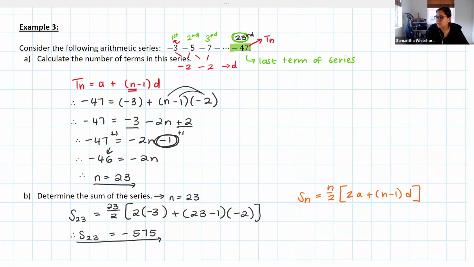Righty, so let us just screenshot, and then we'll have a look at another. All right, hope we've got those screenshots.